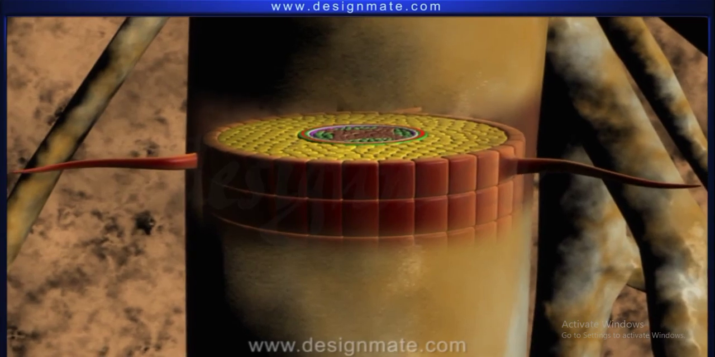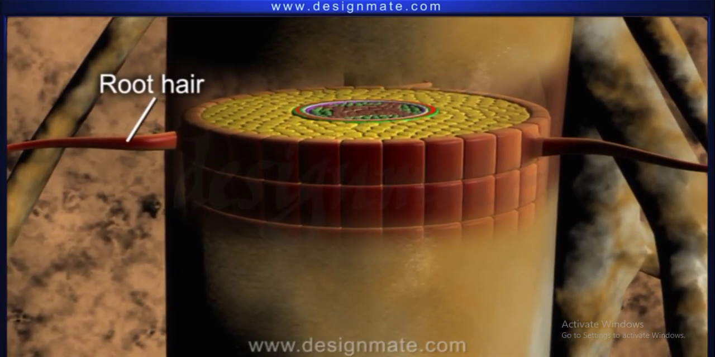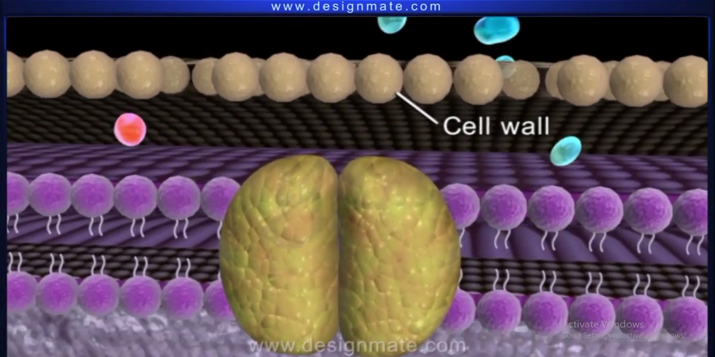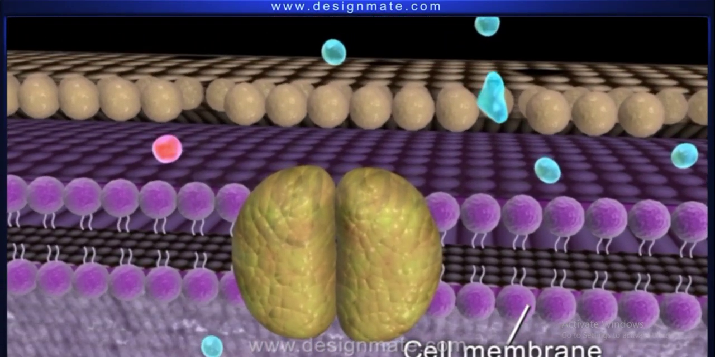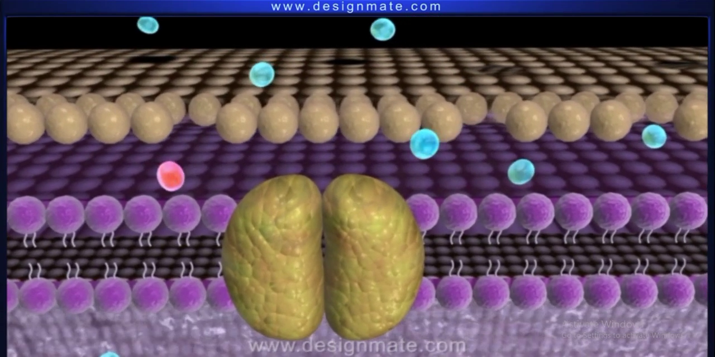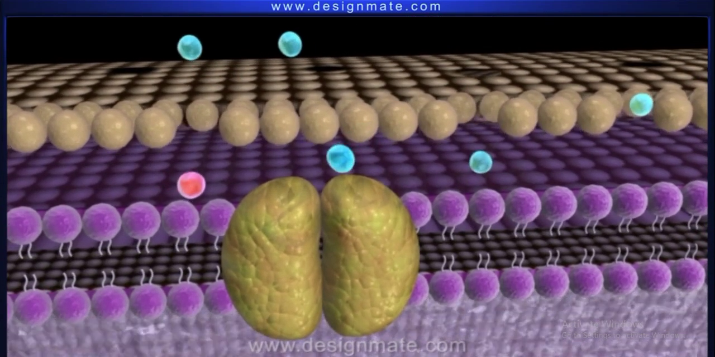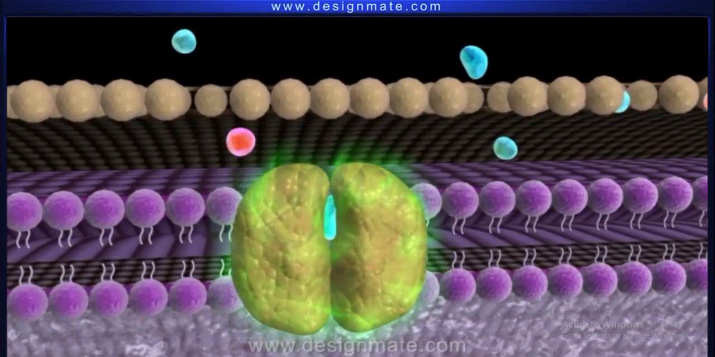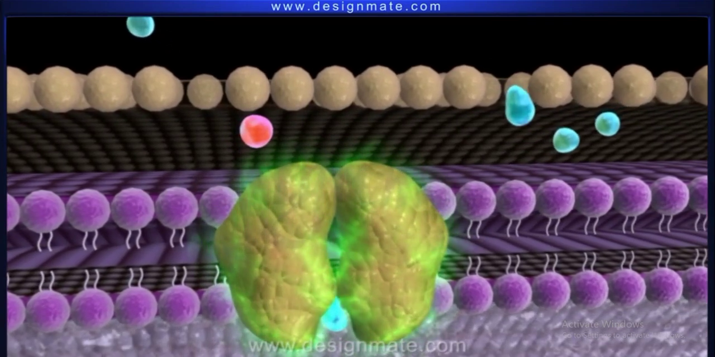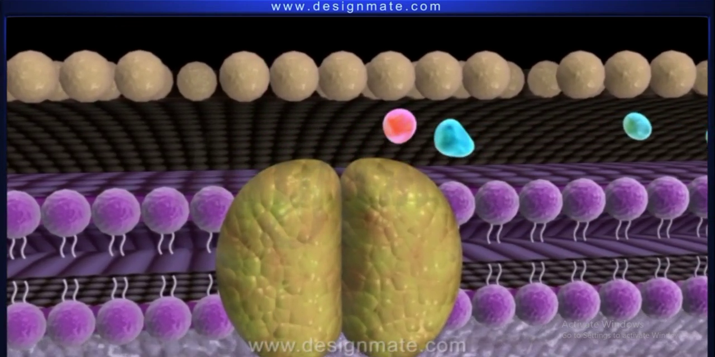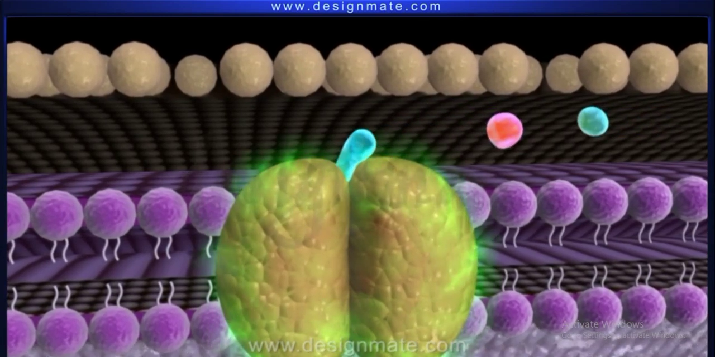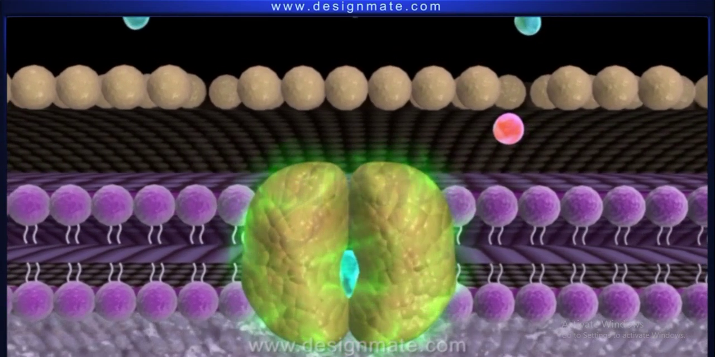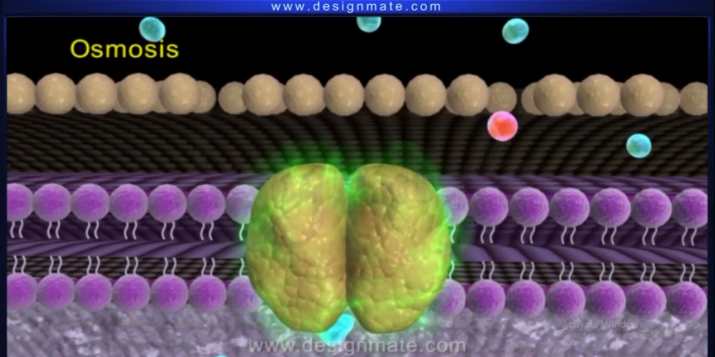The roots of plants show root hair. A magnified view of the root hair shows the two membranes, the cell wall and the cell membrane. The cell wall is permeable, allowing all kinds of molecules to be absorbed, while the cell membrane is semi-permeable, allowing only water molecules to move into the cell. This happens along the concentration gradient, that is, from high concentration to low concentration. This interesting phenomenon is known as osmosis.